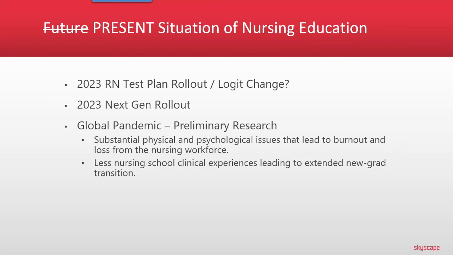We also have our next gen rollout occurring sometime in 2023. It has not been specified, at least as of today, when exactly that's going to take place, but that is still the goal. They are on track for that rollout. We also have the third piece of this Bermuda Triangle, which is our global pandemic that we are currently experiencing.